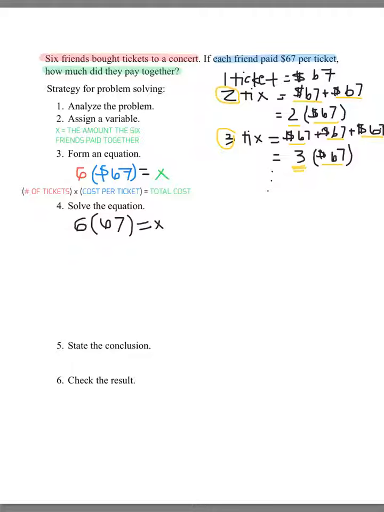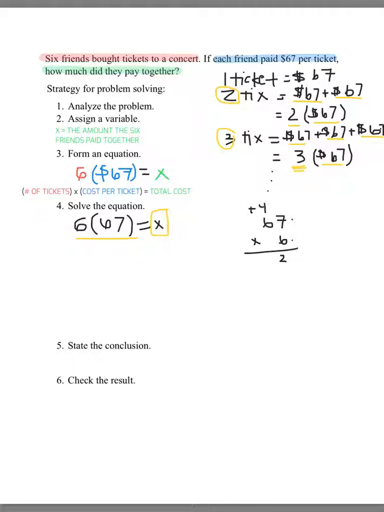Since the variable x is already completely isolated on the right hand side of the equation, and there are no variables on the left hand side of the equation, all we simply need to do is multiply 6 by 67. So we'll go ahead and do that off to the side as scratch work. So 67 times 6. First off, we're going to do 6 times 7. That's going to be 42. So we'll bring down the 2 and we'll make a note to add 4.